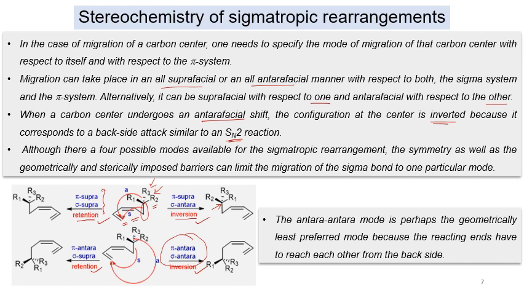So you can see here now this center is inverted with respect to the starting material. Same is true for the supra-antara. So with respect to the pi system, this is antara, and with respect to the sigma system, this is supra. Whereas in the other case, it is antara with respect to the pi system and antara with respect to the sigma system, again leading to inversion.